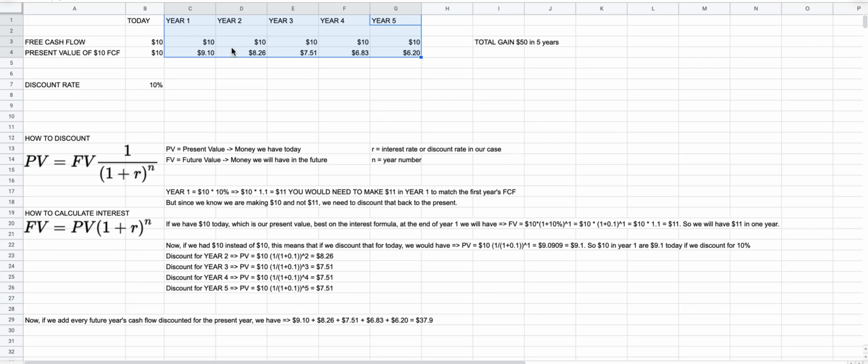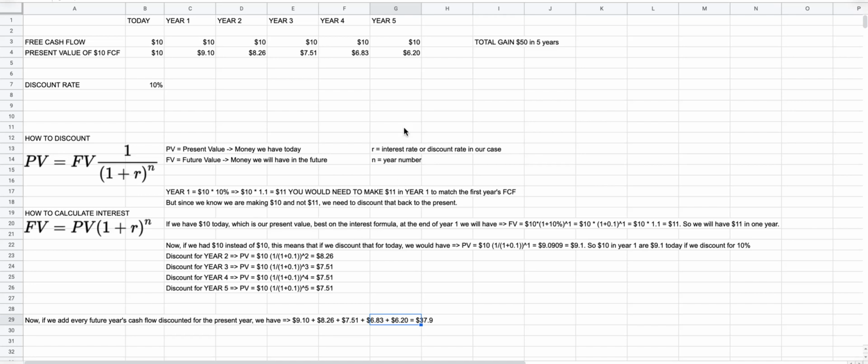And why are we using a discount rate, we said? Because we need to be making some money, right? And so this means that if we actually add these numbers together, over here you see 9.1, 8.26, 7.51 plus 6.83 plus 6.20 is giving us $37.9. And that basically means that we are willing to pay $37.9 at most in order to make sure that we're getting a 10% gain on our money every year.